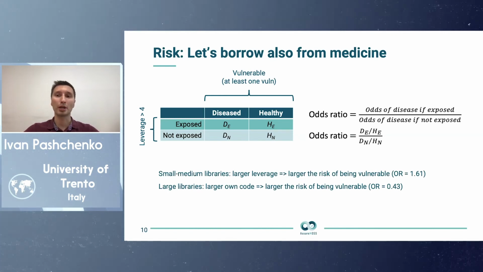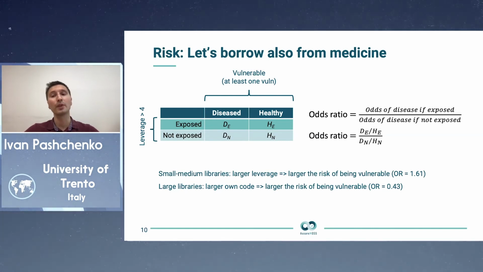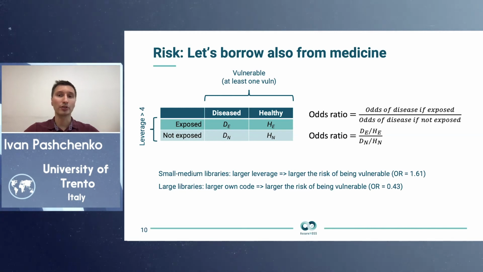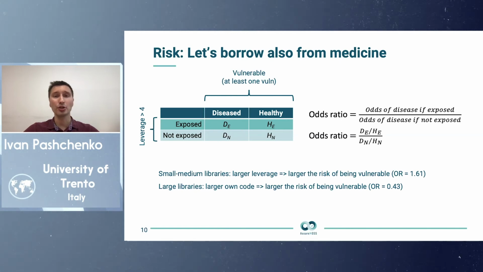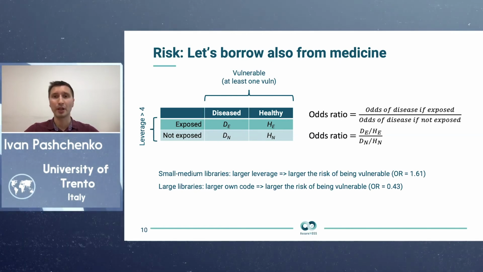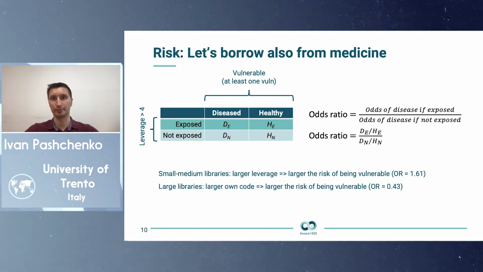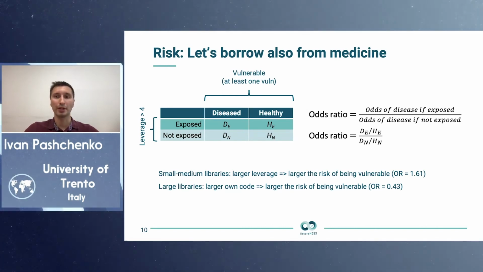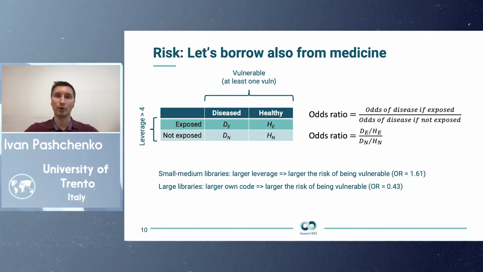So for small medium libraries with own code smaller than 100,000 lines of code in our sample, we have an odds ratio equal to 1.61, which means that larger leverage leads to larger risk of being vulnerable. And for larger libraries, the odds ratio equals 0.43. So this means that larger own code leads to larger risk of being vulnerable. So for smaller libraries, the bigger risk comes from dependencies, while for big libraries, the bigger risk comes from own code.